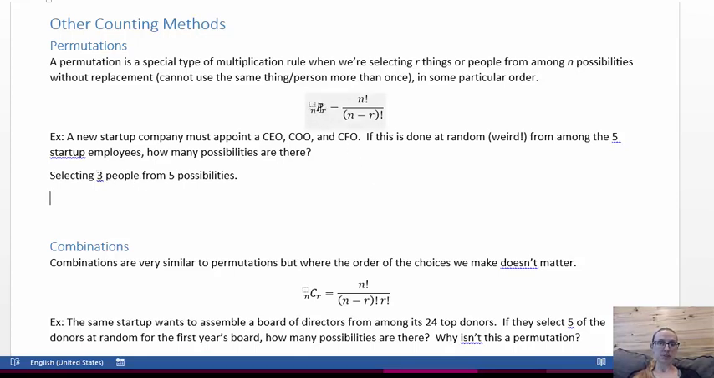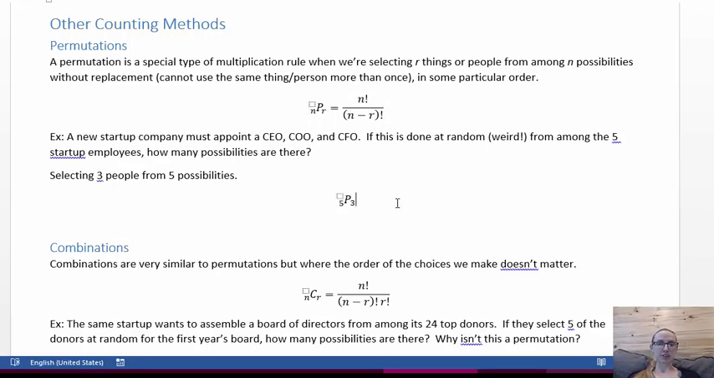The notation for permutations looks like this. We would write 5, then a P, then a 3, and really it should be with subscripts, like I have in my formula here. You can ignore this little box in the middle. It's a lot harder to type these than it is to write them.